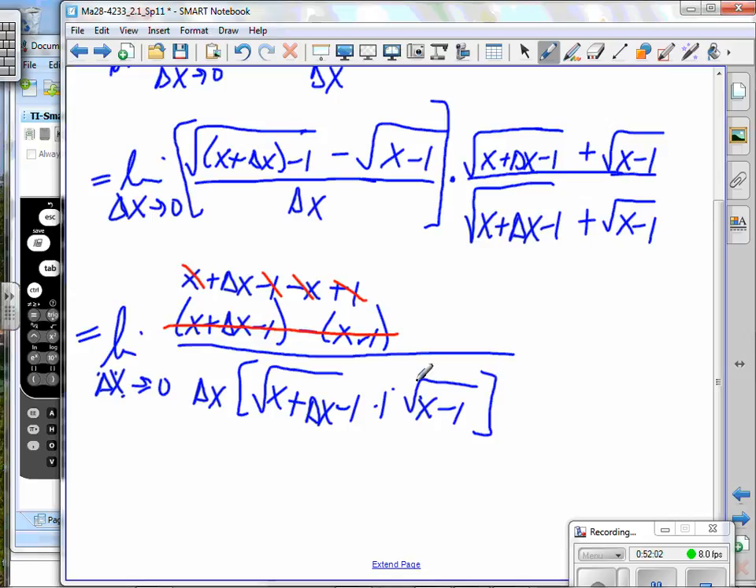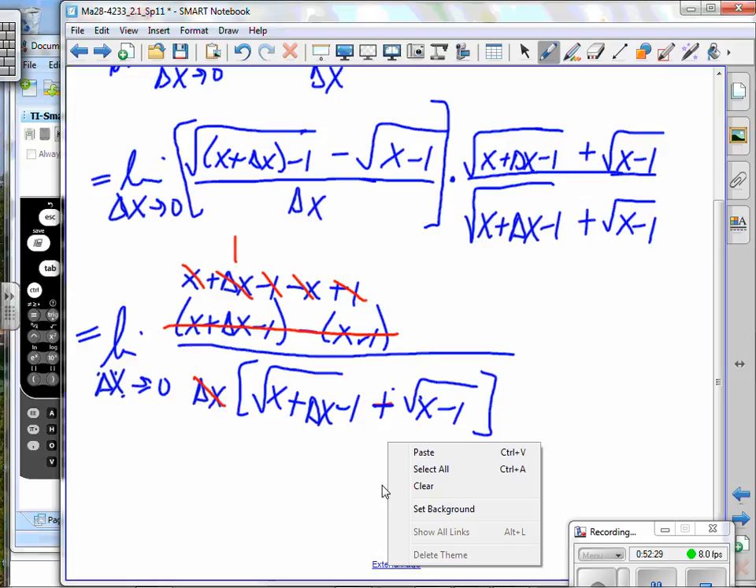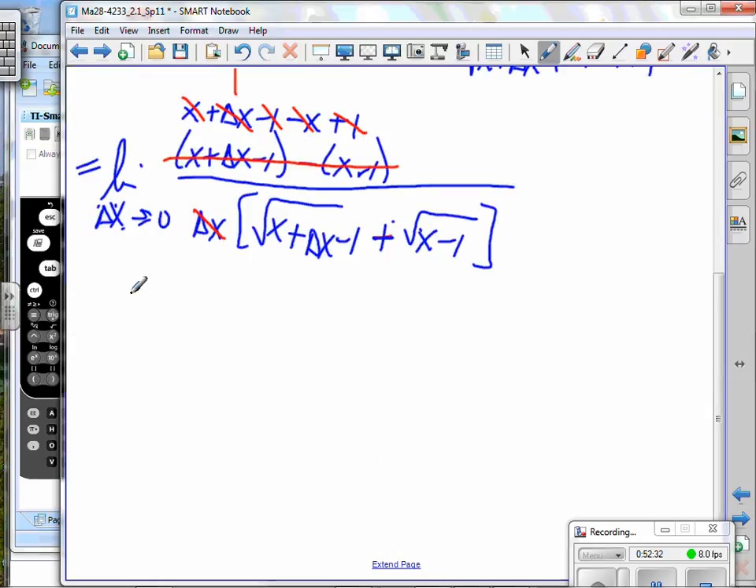What's preventing me from using direct substitution anyway? Can I get rid of it? And this is why it's important. There's that gone, and there's that gone. Okay. So now what I end up with is a 1 in the numerator. Can I use direct substitution now?